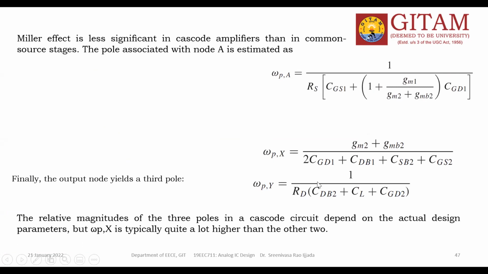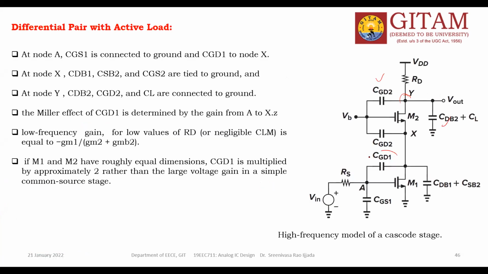The pole frequency formula is 1 by RC. You need to find how much resistance is associated with the respective node and what is the equivalent capacitance at that node. You need to find these 2 things, that's enough. Wherever you want, apply the Miller theorem. Here I applied the Miller theorem only for this capacitor. Don't forget, don't apply here.